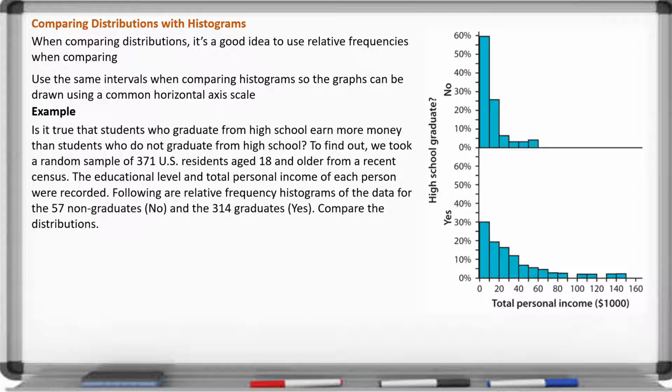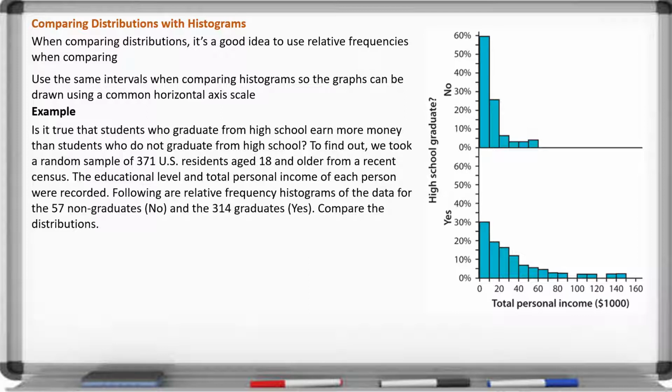So the question is, is it true that students who graduate from high school earn more money than students who do not graduate from high school? To find out, we took a random sample of 371 U.S. residents aged 18 and older from a recent census. The educational level and total personal income of each person was recorded. The following are relative frequency histograms of the data for the 57 non-graduates who answered no and the 314 graduates who answered yes. Compare the distributions.